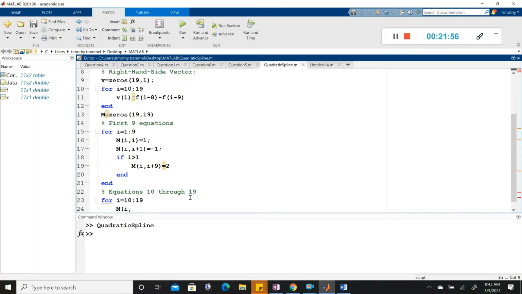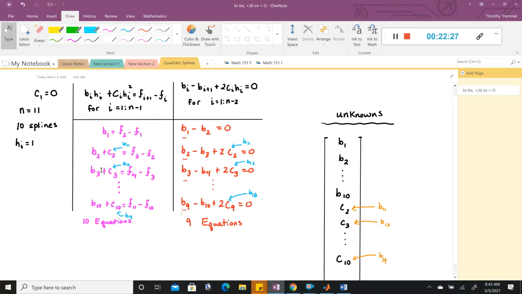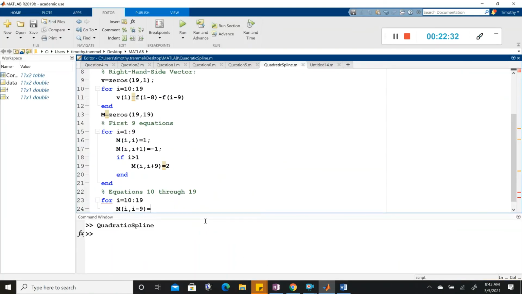So what we're going to need to do is we're going to want to do I minus 9. Let's make sure that that works there. Okay. So if we were to start off with 10, that would give us column 1. And if we were to go all the way up to 19, that would end us at column 10, which is what we want. All right, well, we want all these to just be equal to 1. If you go back and look at the coefficients for B1 through B10 in these 10 equations, it's 1. Okay. So 1.